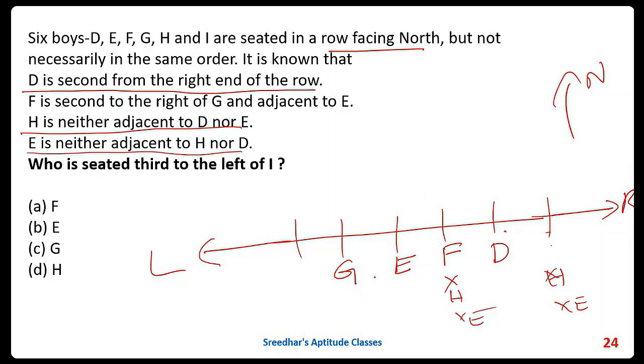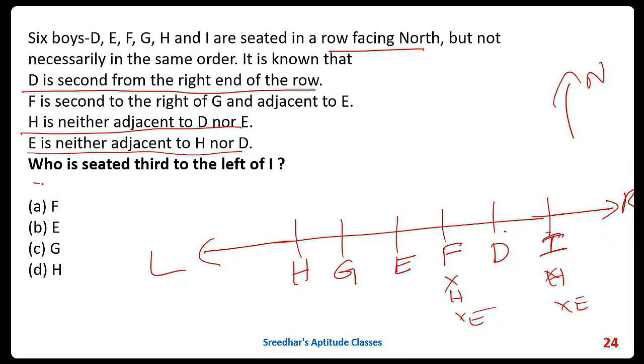Okay. H is neither adjacent to D nor E. So H cannot be here. So I am taking H here, and E is neither adjacent to H nor D, satisfied. Now, who is the only person left out? I. I is here. Okay.